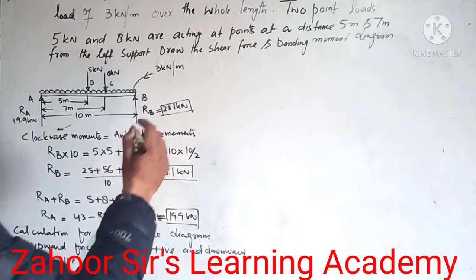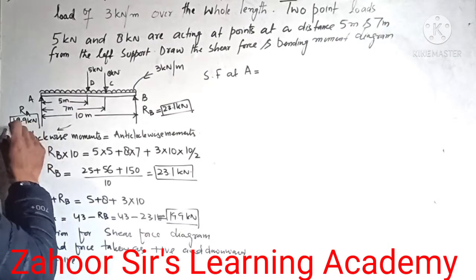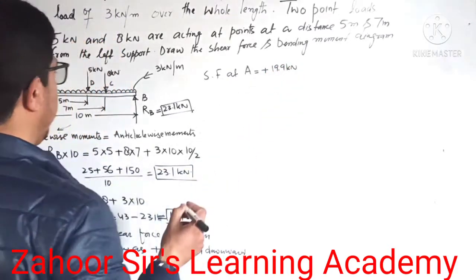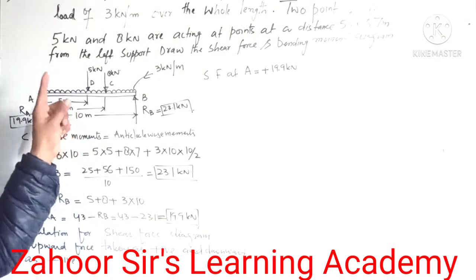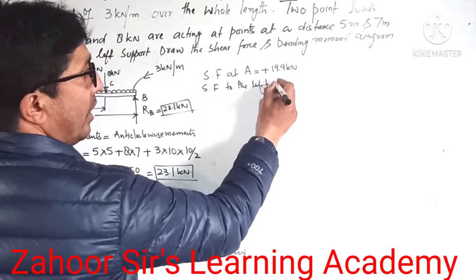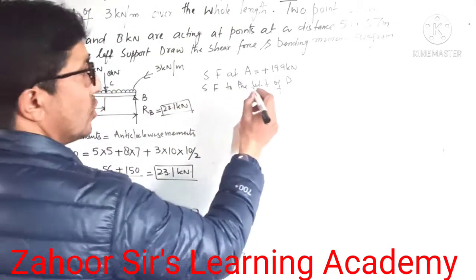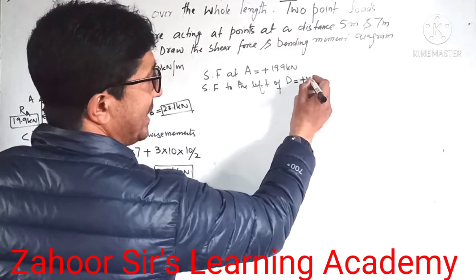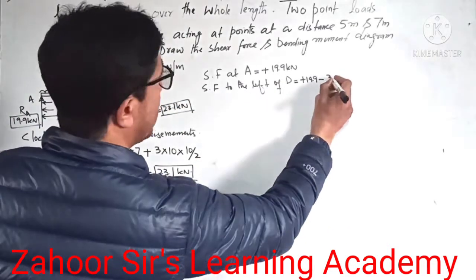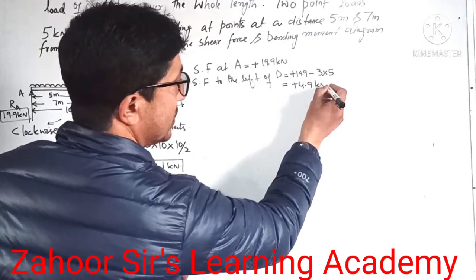So this is the sign convention which we are choosing. So let's do the calculations. So SF at A. So what is at A? So there is 19.9. So it is taken as positive because it is upward. So 19.9 kilonewton at A. Then, as I have taught you in the previous example, we have to take the sequence, that is, we will say SF to the left of D. What is to the left of D? There is the UDL to the left of D. So that means plus 19.9 minus, because it is downward, 3 kilonewton into 5 meters. So plus 4.9 kilonewton.